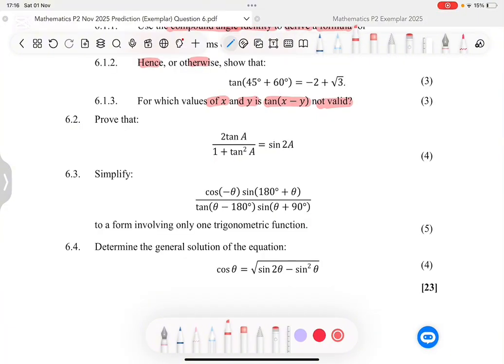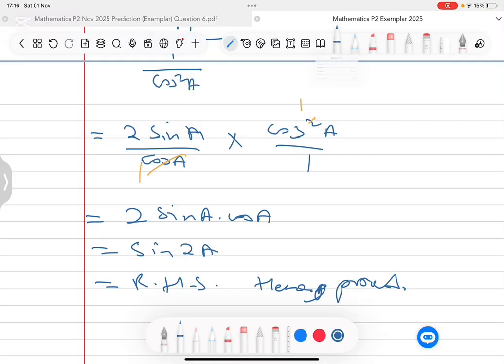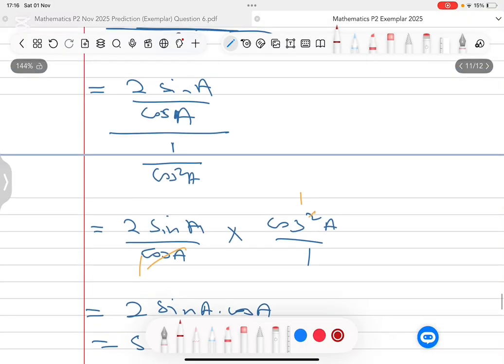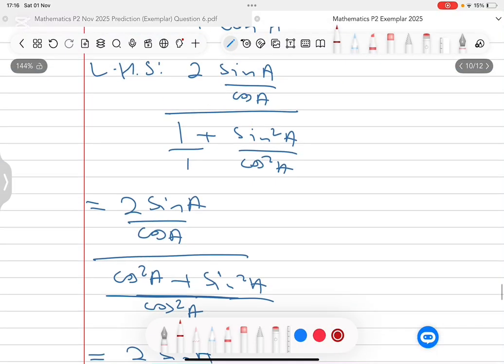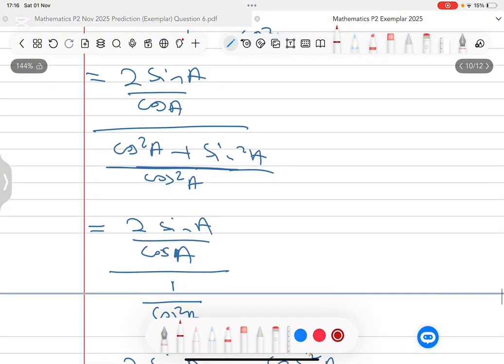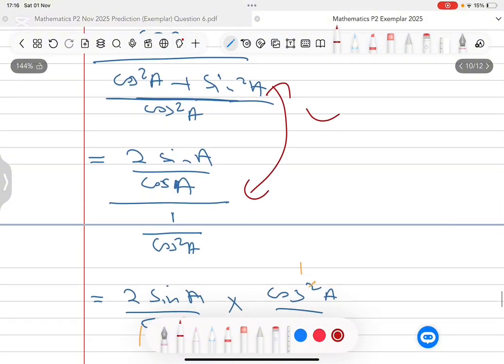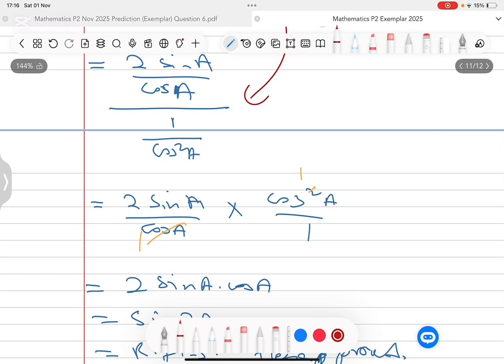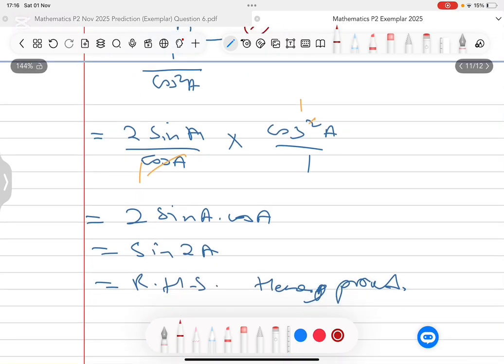And this question really carried 4 marks, where the first mark will come from changing these identities, changing the identity of this to a 1. The other mark will be simplification and really finding or proving that the 2 sides are the same.